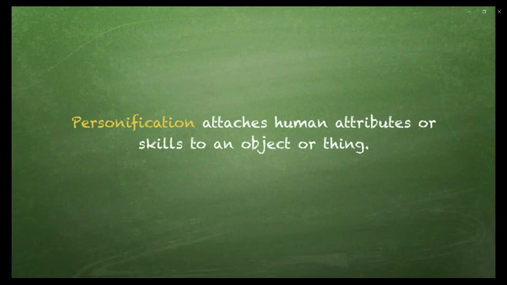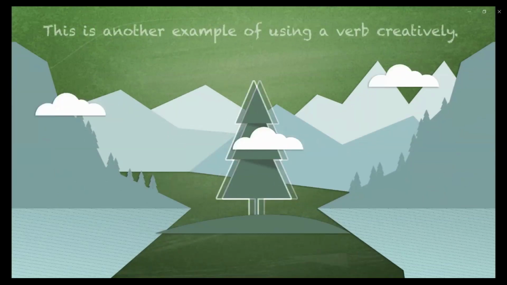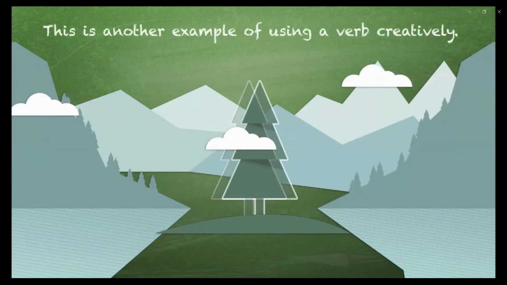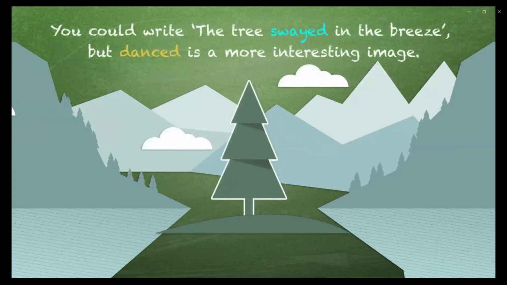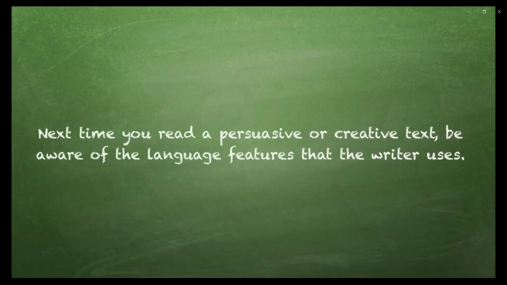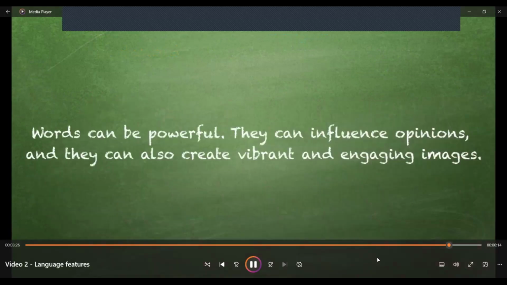Personification attaches human attributes or skills to an object or thing. The tree danced in the breeze. This is another example of using a verb creatively. You could write, the tree swayed in the breeze, but danced is a more interesting image. Next time you read a persuasive or creative text, be aware of the language features that the writer uses. Words can be powerful. They can influence opinions, and they can also create vibrant and engaging images.